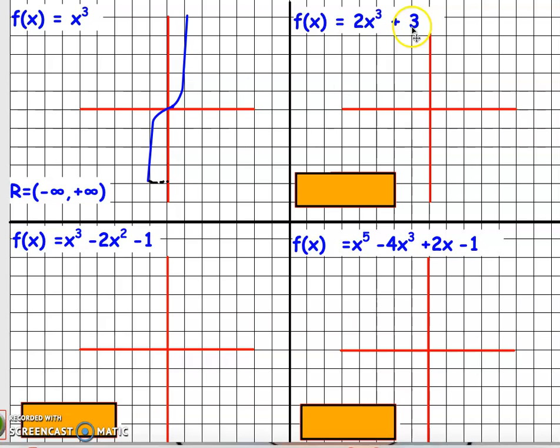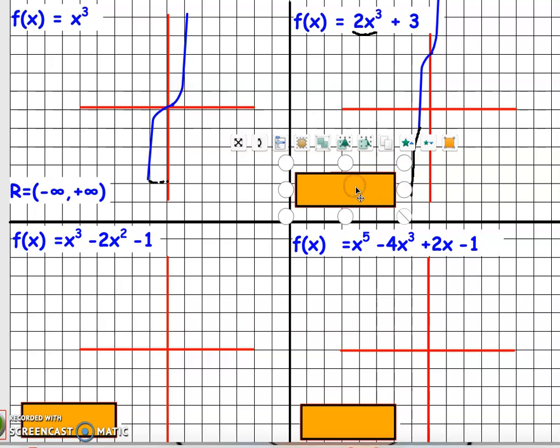F of x equal to 2x cubed plus 3. Let's analyze this function. Because here we have 2, then the y value is multiplied, so our graph will get closer to the y-axis, like that. And because here we have plus 3, then it's shifted up on the y-axis by 3 units, so 1, 2, 3, like that. Now the lowest value that y can take is also minus infinity, because it will come from here, and the highest value is plus infinity, so the range is also minus infinity to plus infinity.